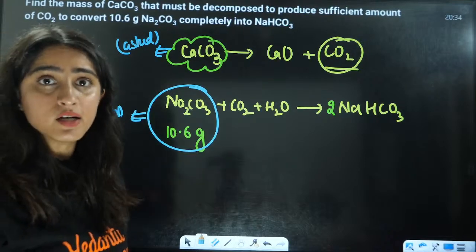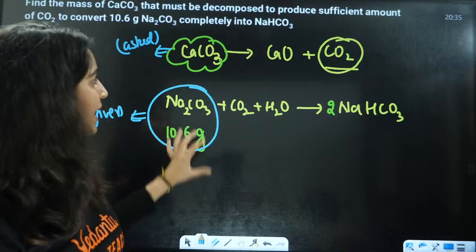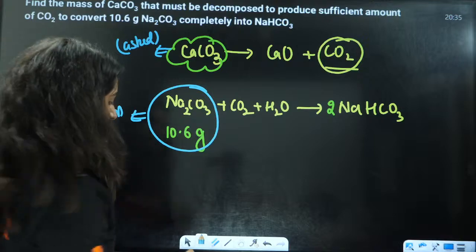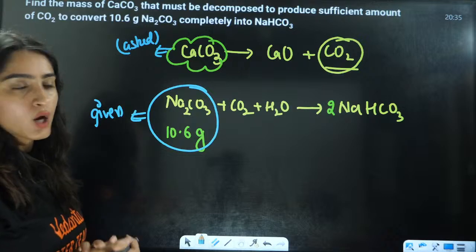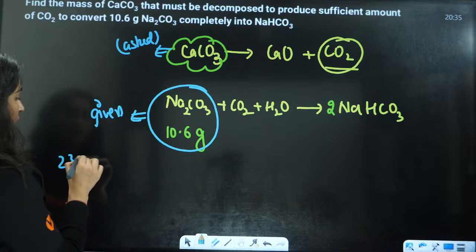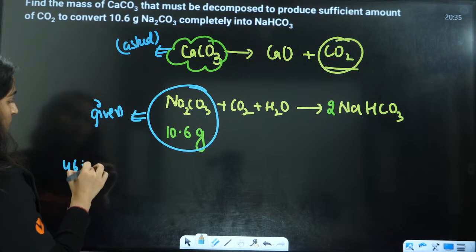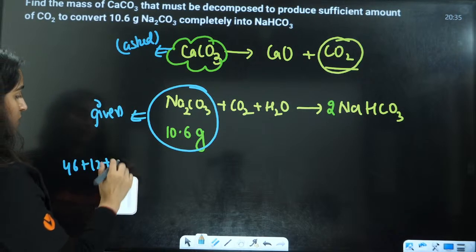So what is our method? Firstly, calculate the moles of the given quantity and compare it with the asked quantity. Though it has two chemical equations, it is also a simple question. Now this is the given quantity. What is the mass of Na2CO3? 23 into 2, that is 46, plus 12, plus 48.